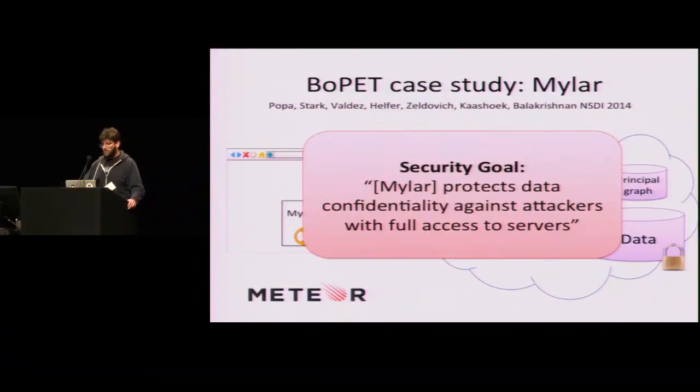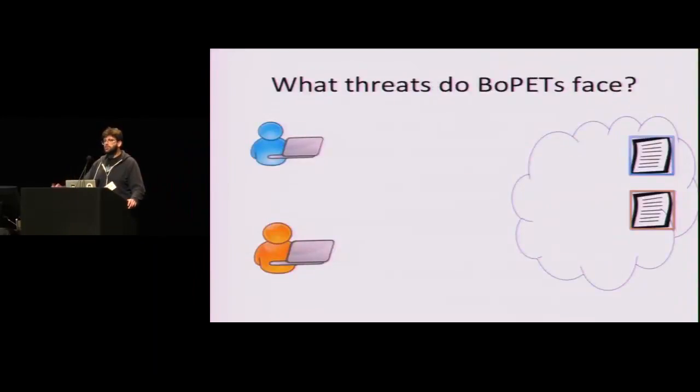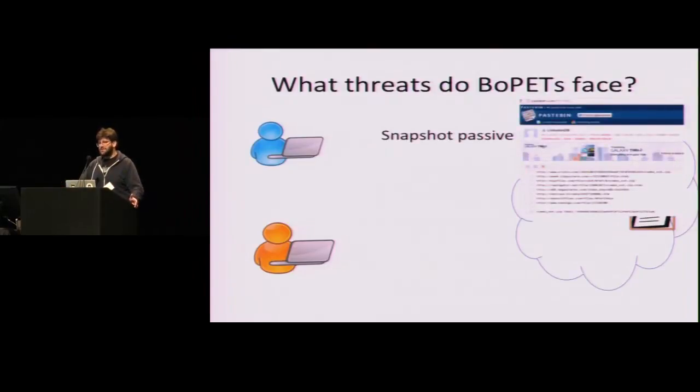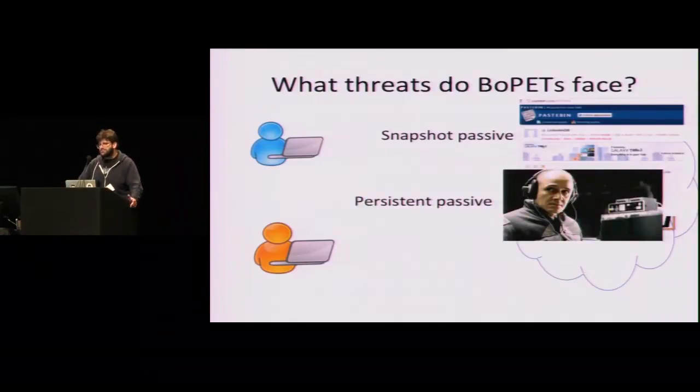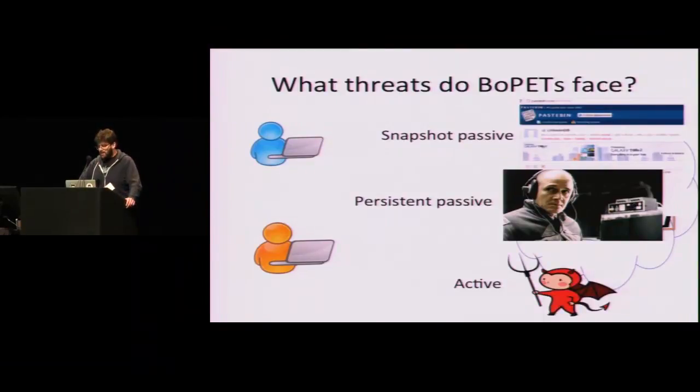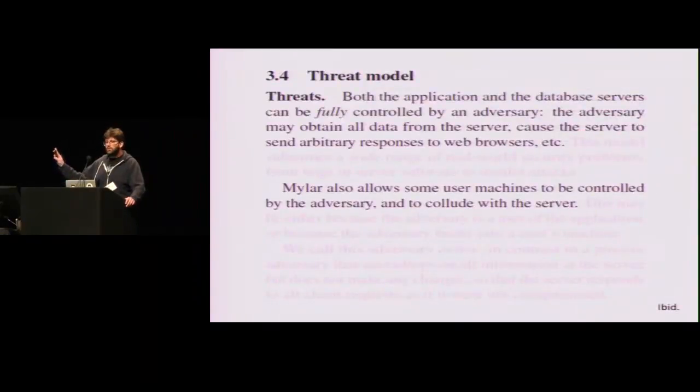The security goal of Mylar is simple. Mylar wants to protect the confidentiality of the data against attackers with full access to servers. And in this work, we identified 3 major threat models that a BOPED, any BOPED, including Mylar, should be able to defend the user confidentiality against. The weakest is the snapshot passive threat, which is basically compromise of a one-time snapshot of the database. A stronger threat model is the persistent passive one, where the adversary has persistent monitoring of the system. And the strongest threat model, which is the one claimed by Mylar, is the active threat model, which basically allows the server to issue arbitrary responses and even to collude with some users. So this is the wording in the Mylar paper that this is their active threat model, essentially. And don't worry about reading this all right now. We'll come back to it in a little bit.